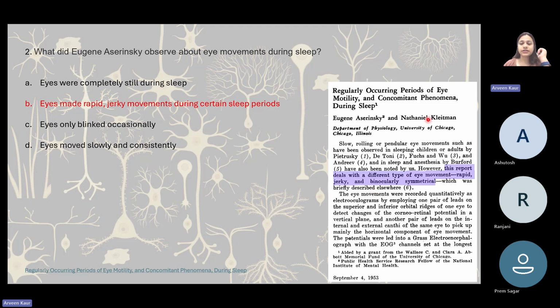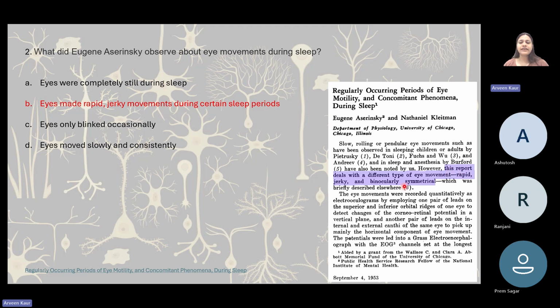So this was the original paper by Aserinsky and his guide Nathaniel Kleitman. The paper was titled Regularly Occurring Periods of Eye Motility and Concomitant Phenomena During Sleep, right? It was published on September 4th in 1953 in the journal Science. And this is a snapshot from the actual article.